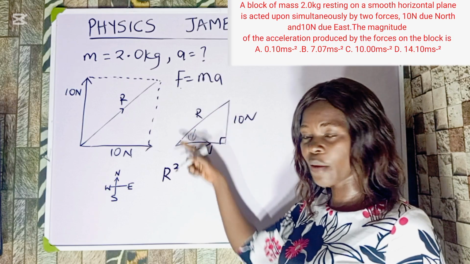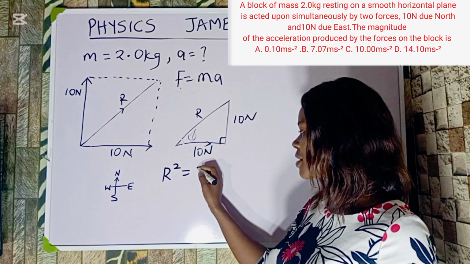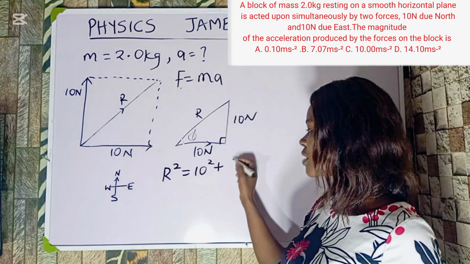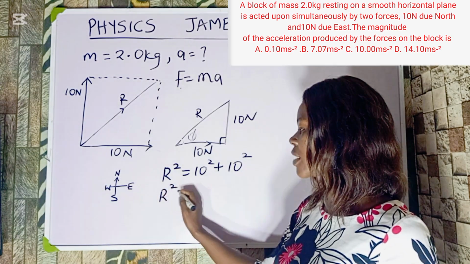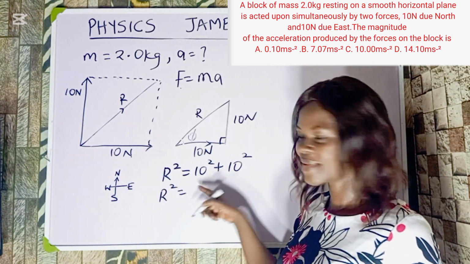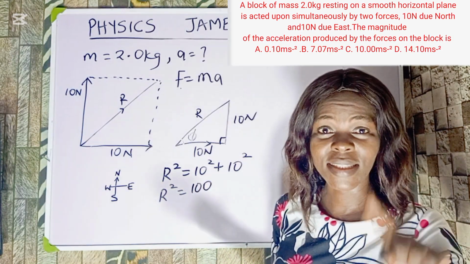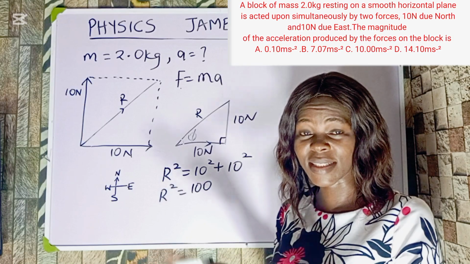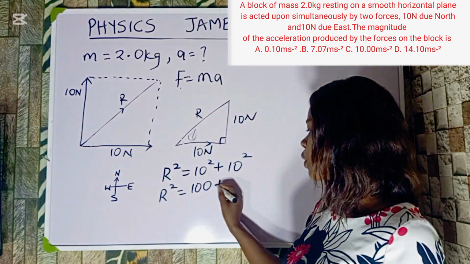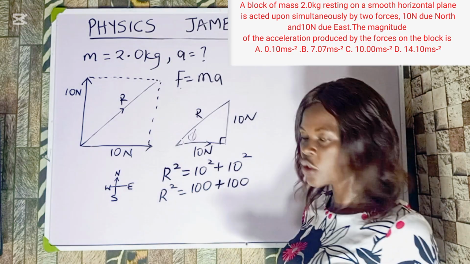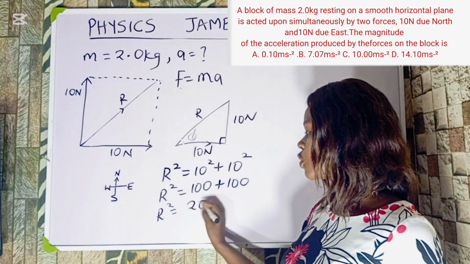That is the R. R square is equal to, the opposite to this angle is 10. That is 10 square plus adjacent is equally 10 square. So we have R square is equal to 10 square. 10 square is 100. Now remember, 10 squared is the same thing as 10 times 10. Anywhere you see square, it's the same as saying that number twice. Now plus this is 100. So let's bring them together by saying R square is equal to 200.